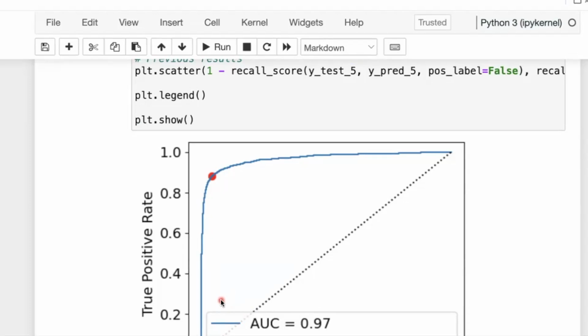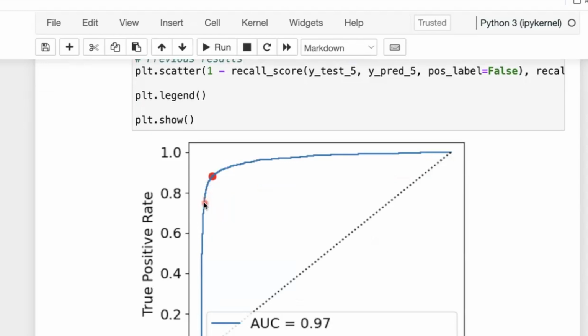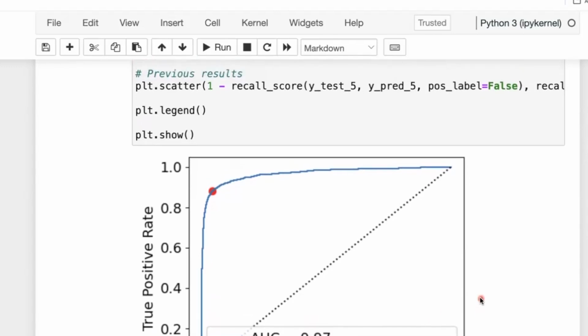And one way to summarize this curve as a single number is the AUC, or area under the curve. If this is exactly a 90-degree corner here, which is the ideal scenario, then we get exactly 1. But in this case, you can see that that's not possible. So you get something close to 1, but not exactly 1. And that still shows that this is a pretty good number.